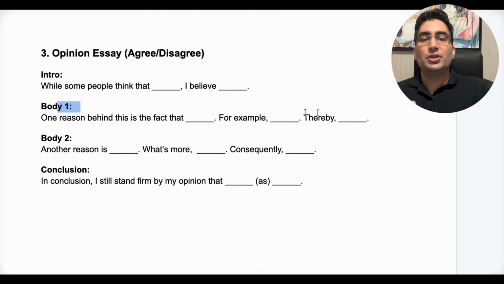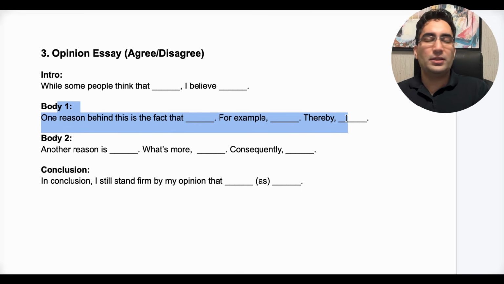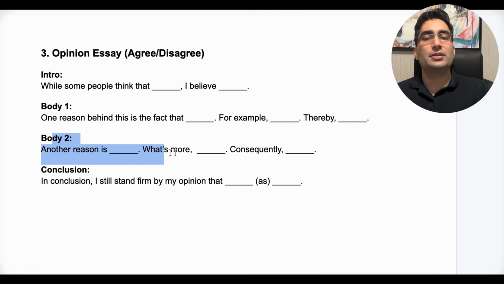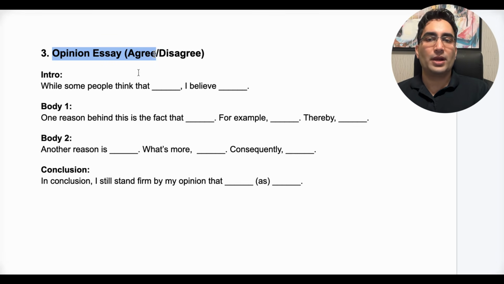Body 1 is going to just be one reason. You don't need to give more reasons. Body 1 is just one reason supporting your opinion, and body 2 is the other reason supporting your opinion. A major mistake students make here is they support the other side in body 2. The question is not asking you to do that. It's not discuss both sides. It's your opinion question. Stick to one side only in both bodies and 1 point per body.